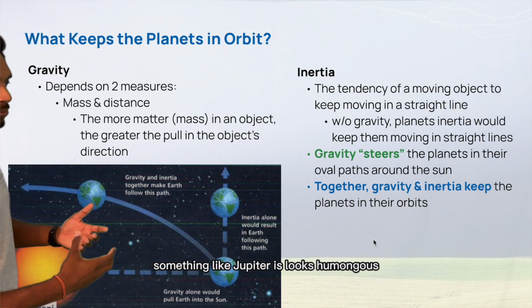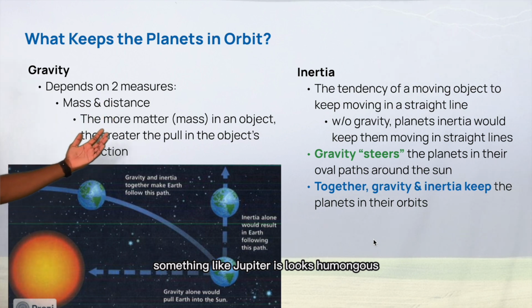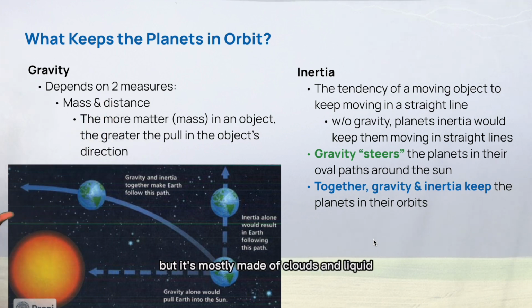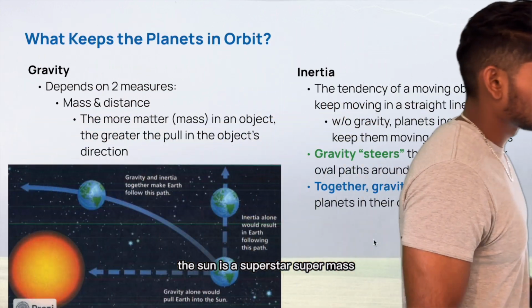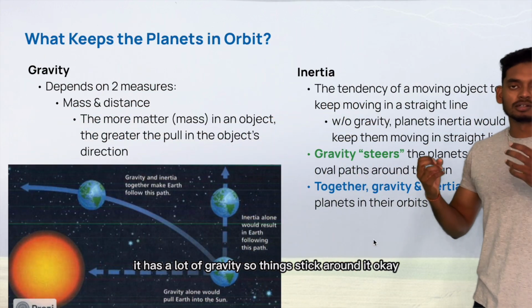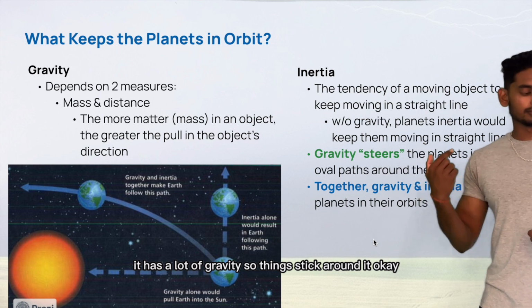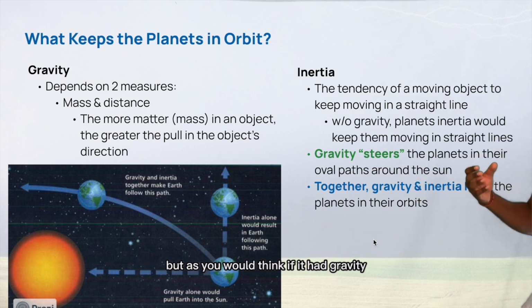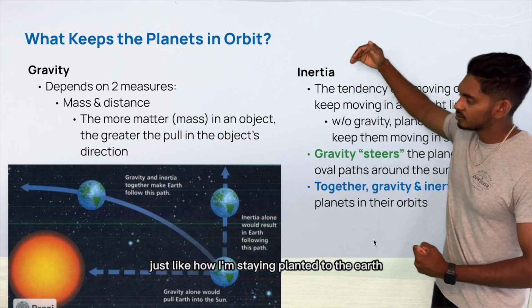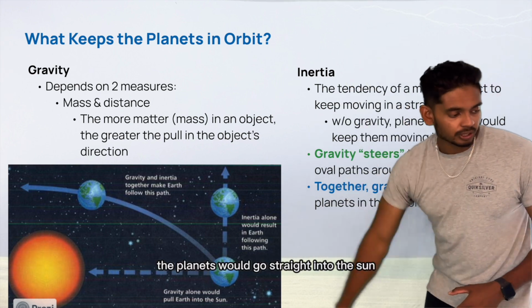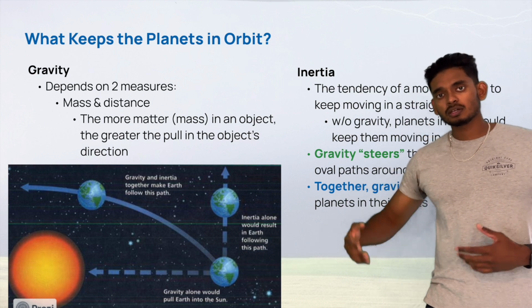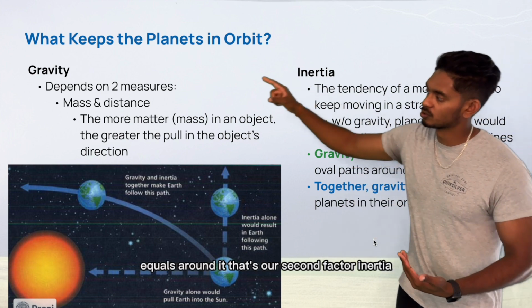Something like Jupiter looks humongous, but it's mostly made of clouds and liquid. So it has less mass, so it has less gravity. The sun is a superstar, super mass. It has a lot of gravity, so things stick around it. But as you would think, if it had gravity, just like how I'm staying planted to the Earth, the planets would go straight into the sun. How does it not go into the sun, but go around it?